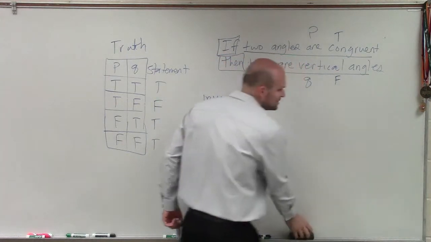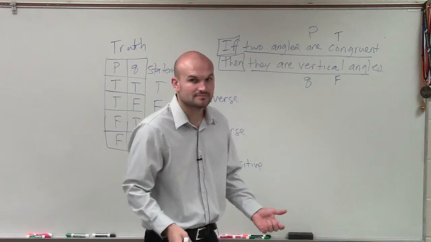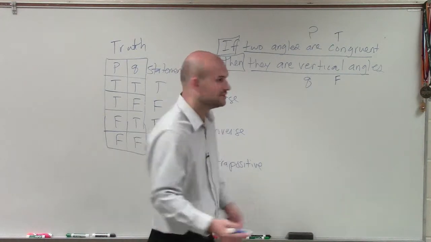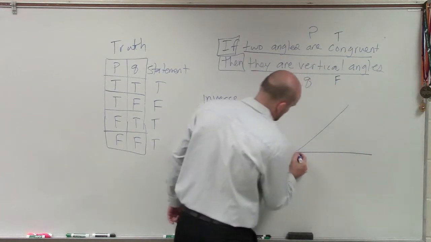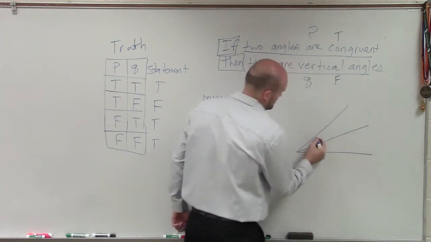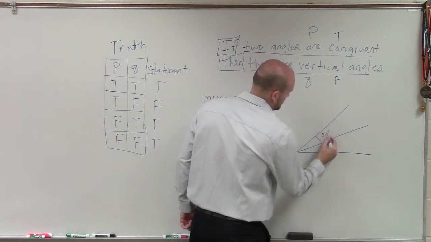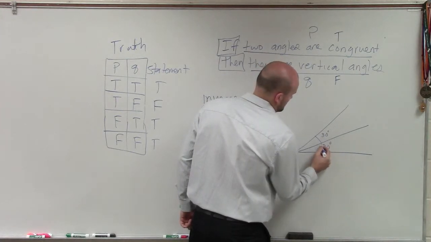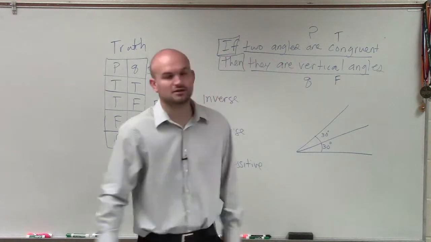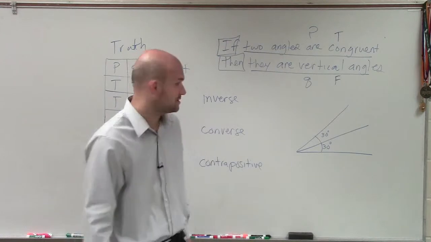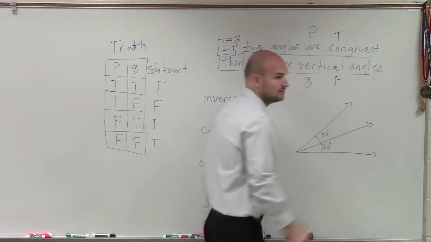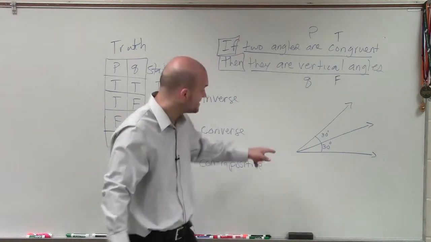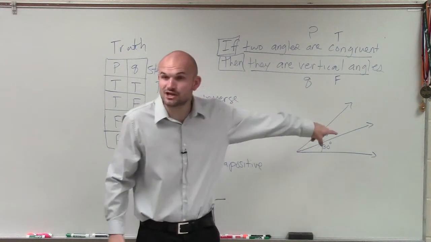All my angles need to do is be the exact same measure, right? So what about if I did this? Let's say those two angles are 30 degrees and 30 degrees. Are those two angles the exact same measure? Are they vertical? No, they're adjacent, right? They share a vertex and they share a side.